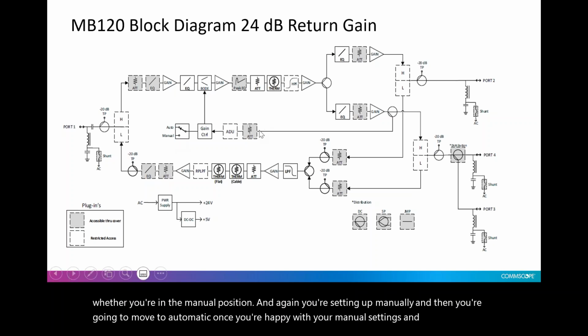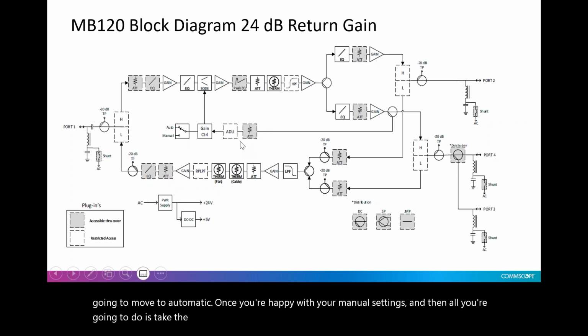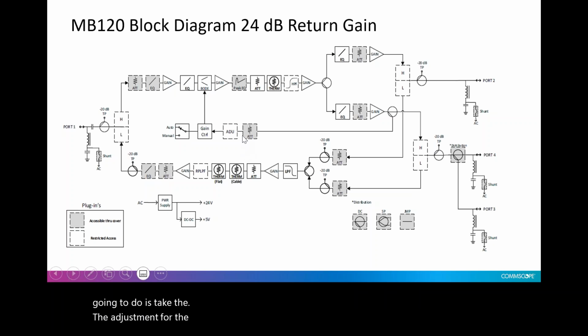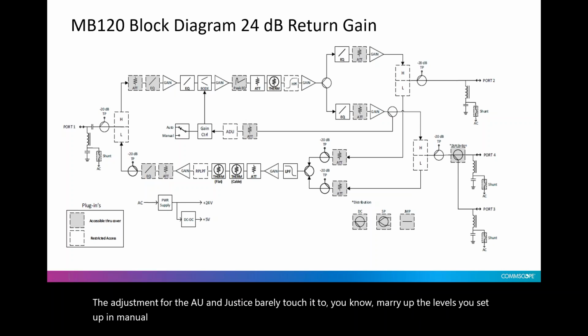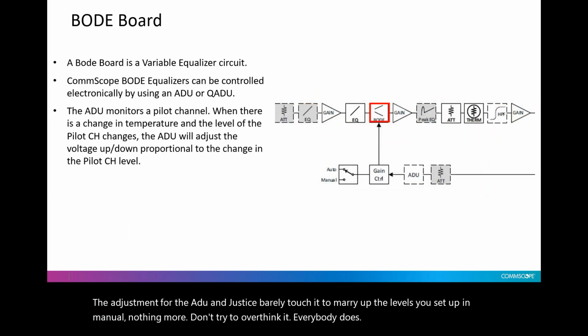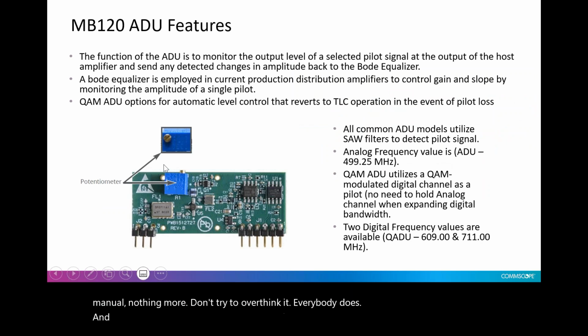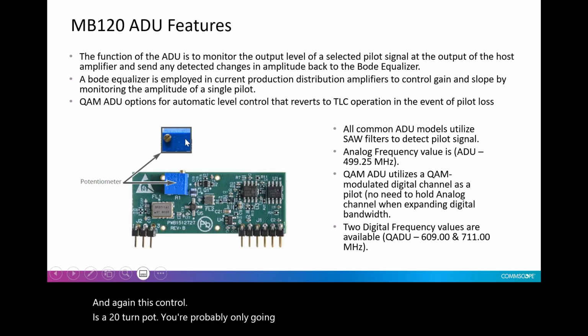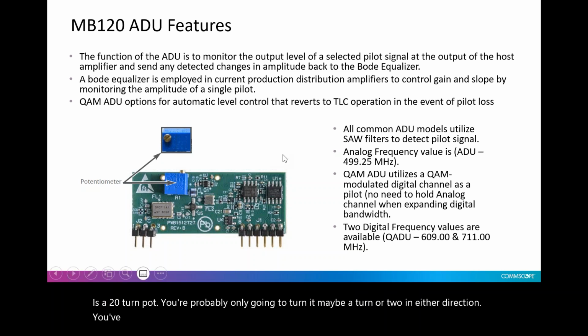And then all you're going to do is take the adjustment for the ADU and just barely touch it to marry up the levels you set up in manual. Nothing more. Don't try to overthink it. Everybody does. Again, this control is a 20-turn pot. You're probably only going to turn it maybe a turn or two in either direction. If you turn it any more than that, then you probably damaged it, or somebody else has already damaged it for you.